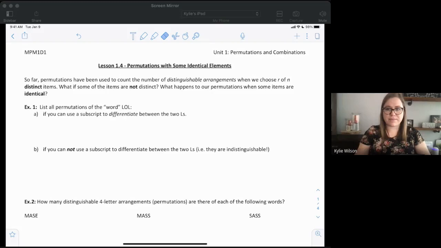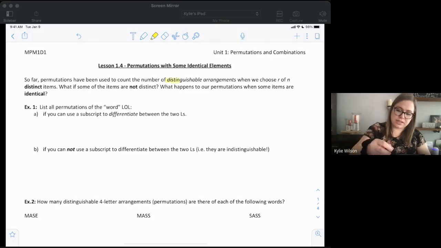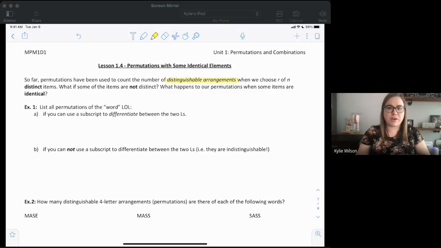Okay, so up until this point, all of our permutations have been used to count the number of distinguishable arrangements. So again, if I have the order of things and maybe I have all the same elements in there, but if they are in a different order, it counts as a different arrangement. And a permutation happens when we choose r of n distinct items. So I choose a select few of my total items.